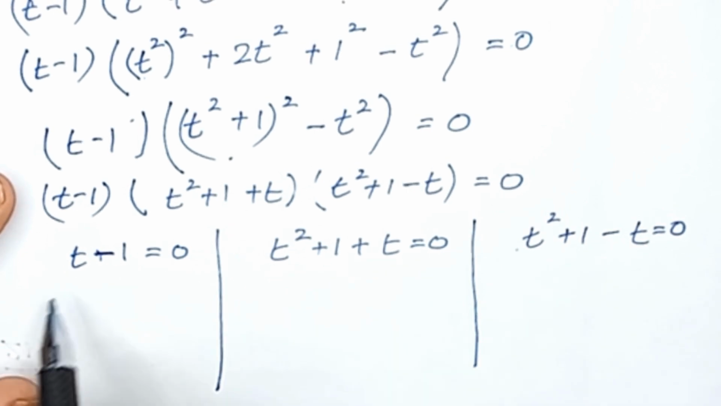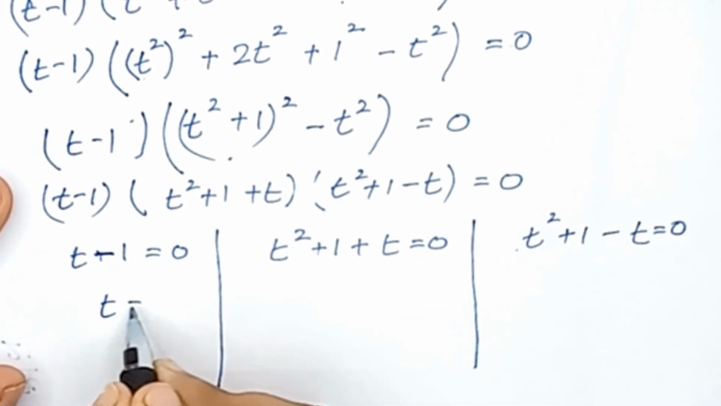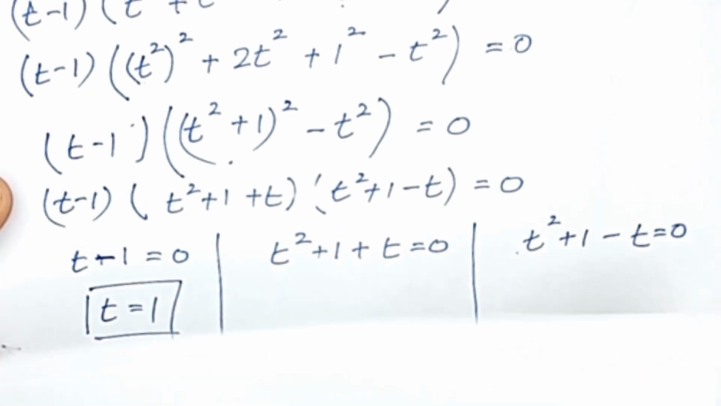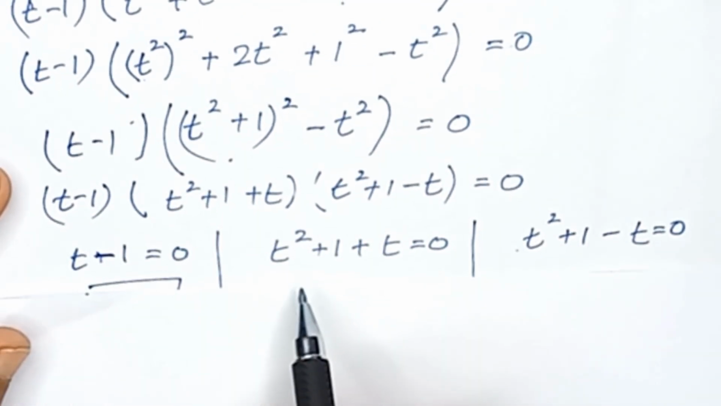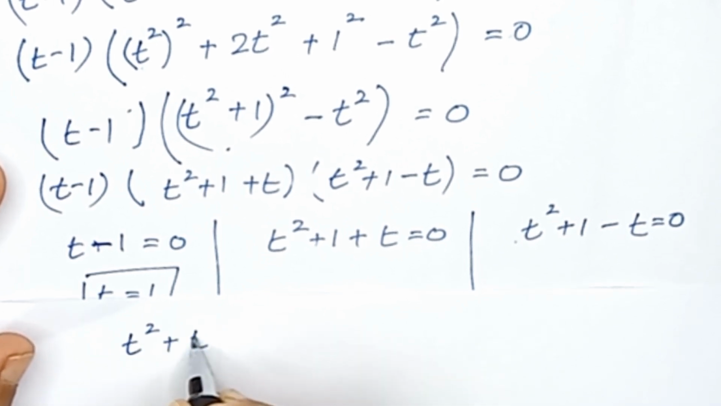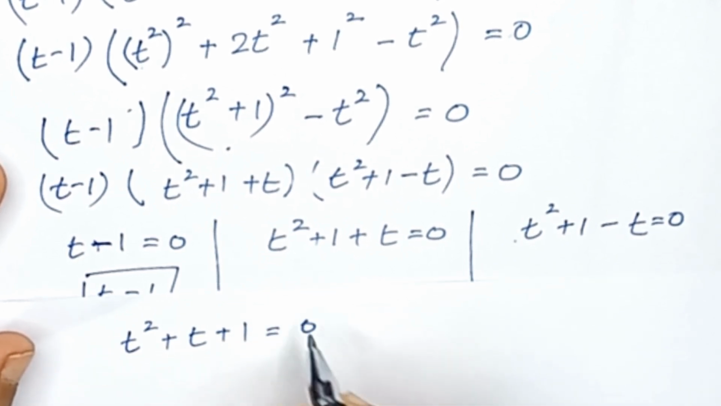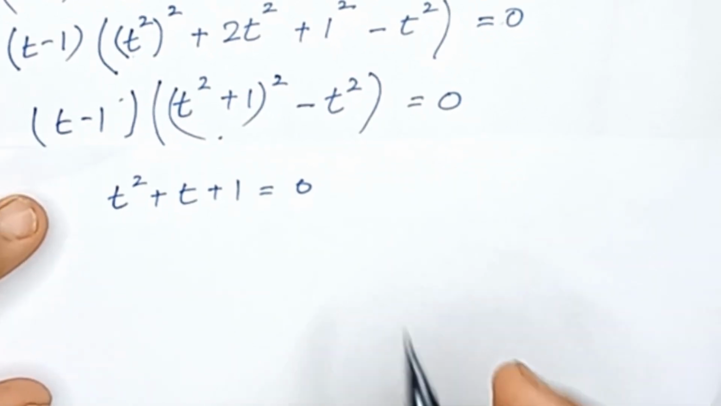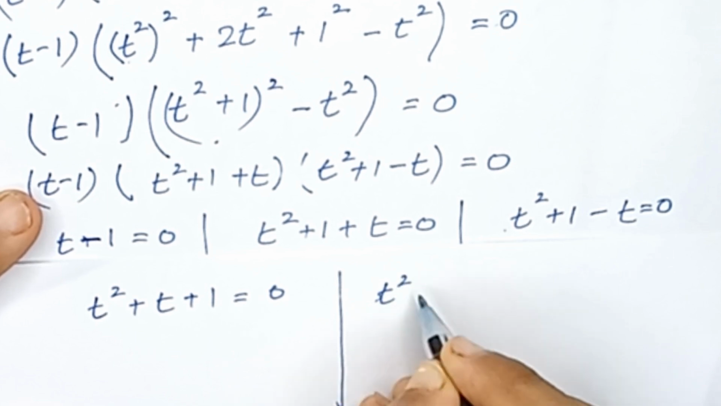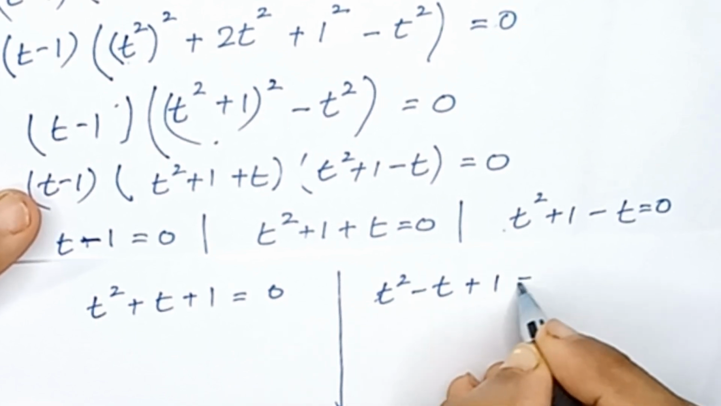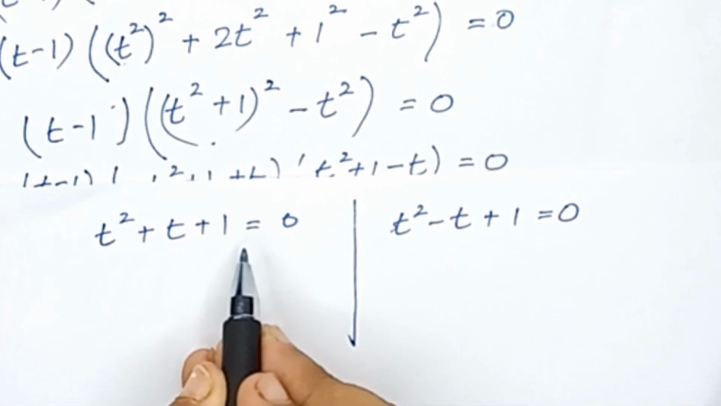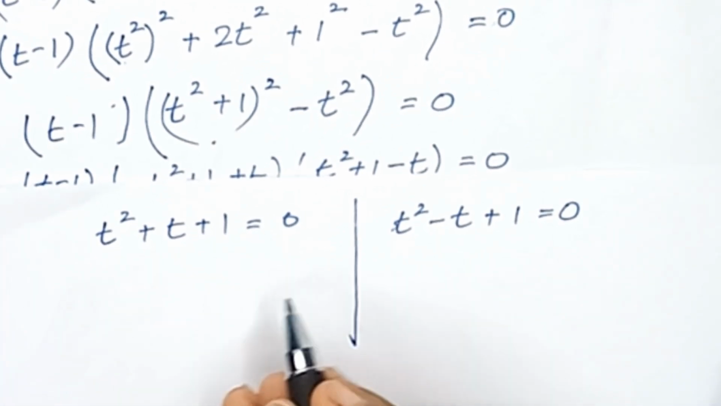From this factor, t minus 1 is equal to 0, the value of t will be equal to 1. And here we have a quadratic equation which is in the form of t square plus t plus 1 is equal to 0. And the other factor is t square minus t plus 1 is equal to 0. Now we will solve these two factors. So it is in the form of a quadratic equation, so we will apply the quadratic formula.